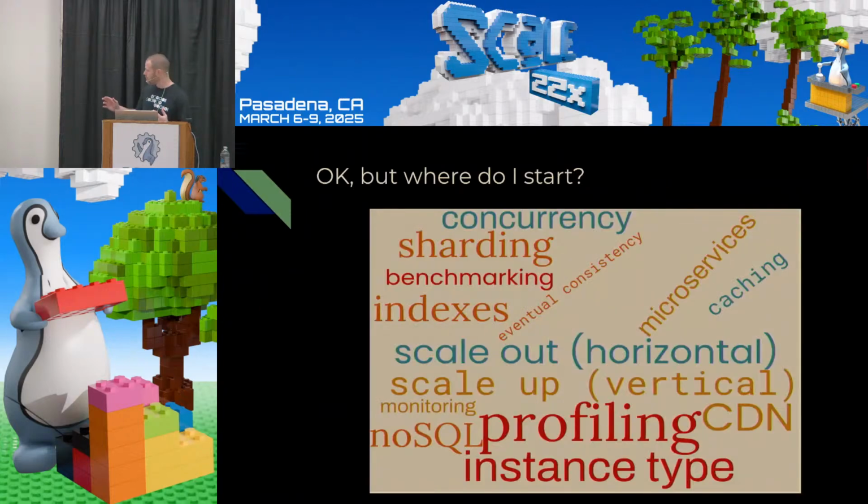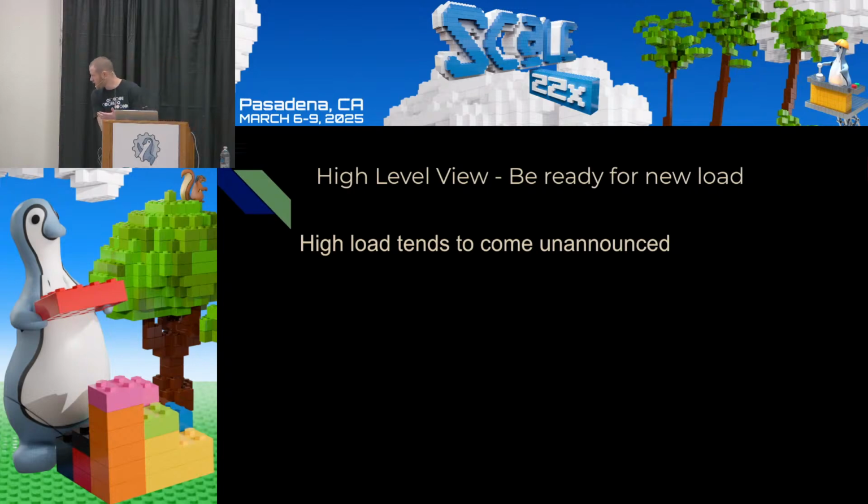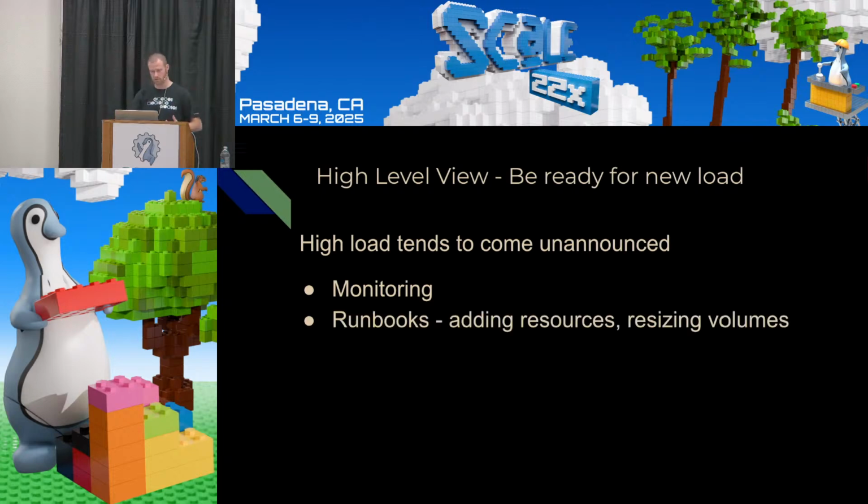So where do I start is a question that we want to address here. There are so many ways to address scaling, a million things to look at, and a million ways to approach it. At a high level, you want to be ready before you need to be ready. Load tends to come unannounced, like we said with the Hacker News hug of death. You need monitoring in place so you know what happens. You don't want your customer to tell you that your application isn't scaling or that they have errors. You want to be able to see what's going on, and you really want an internal view.